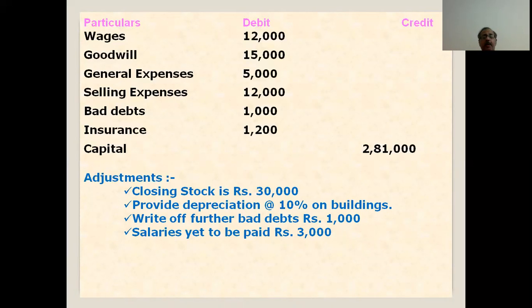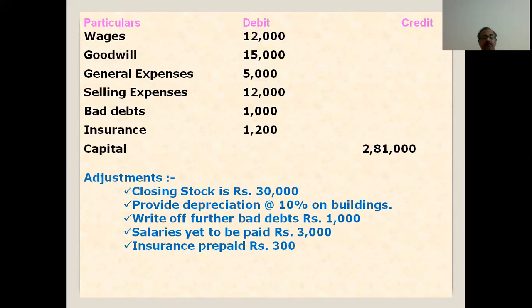Then, salaries yet to be paid, means not yet paid. So it is outstanding. Outstanding salaries will be showing on the debit side of the P&L account by way of addition to salaries. The second effect is that salaries yet to be paid means it's a liability, so it goes on the liability side of the balance sheet.